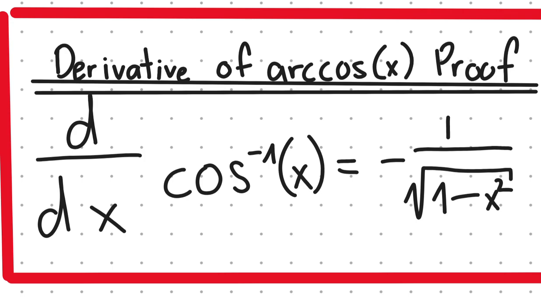In this video, we're going to talk about the derivative of the arc cosine of x, which is the inverse function of cosine of x, which is also called the trigonometric function. Now, the derivative of the inverse function of cosine is equal to the negative of 1 over the square root of 1 minus x squared. So let's take a look at the proof.